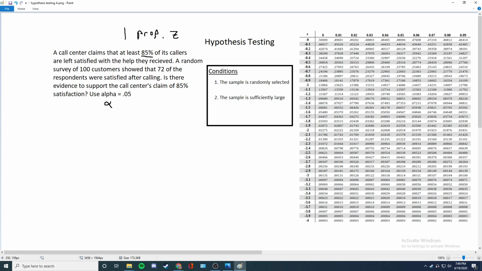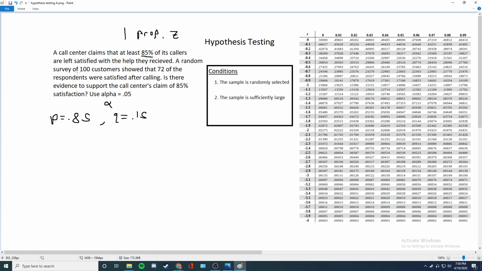So here we've got a call center claiming that 85% of its callers are left satisfied. So we can assume that that is the population proportion. So our P will be 0.85 in this case, which leaves our Q, which is 1 minus P, to be 0.15.